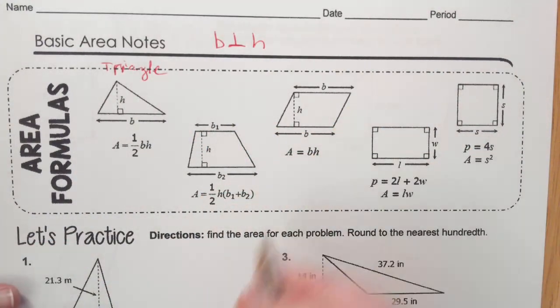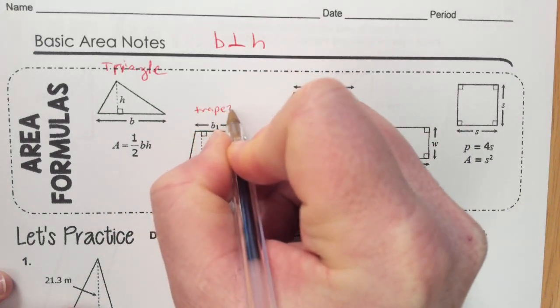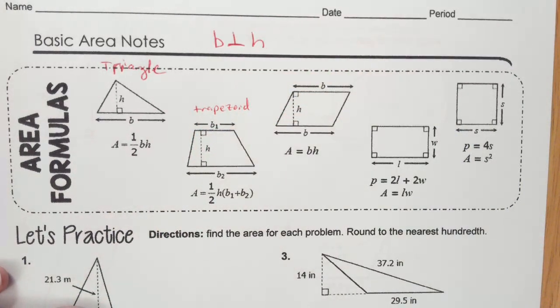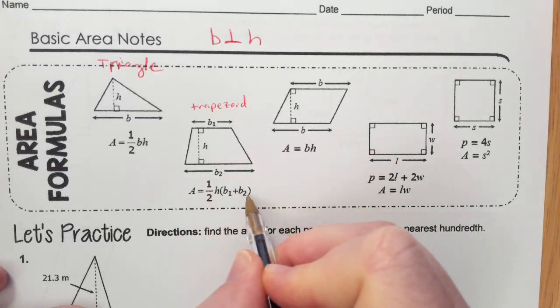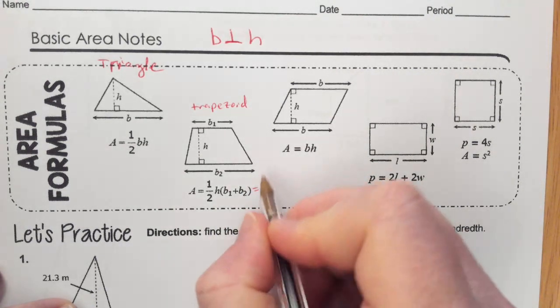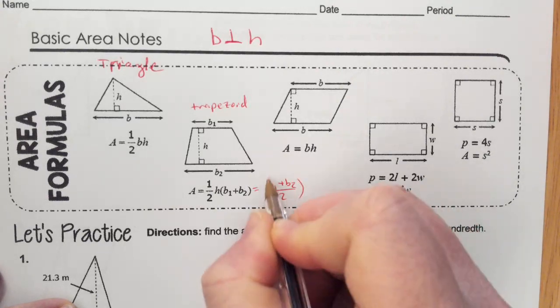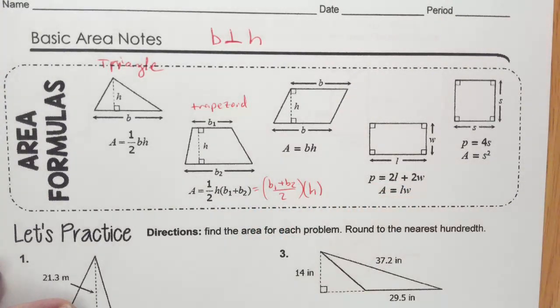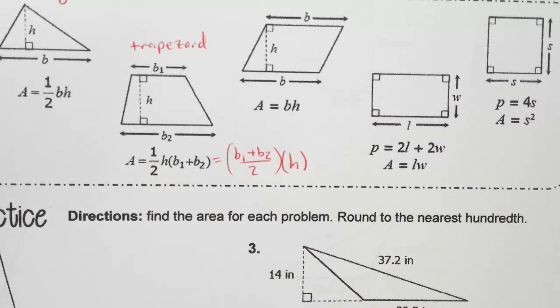For a trapezoid, the area is 1/2 base 1 plus base 2 times the height. But I like to do the average of the bases times the height. That's my personal preference. Basically, everything is base times height. That's basically what everything is.